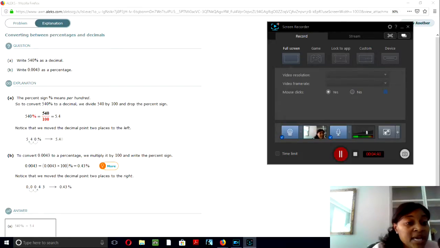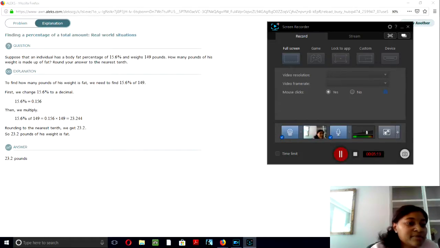And then for B, we want to convert a decimal to a percentage, and for this one, make sure that you click the AC button multiple times, because sometimes if you don't, it still has the other problem left over in the system. So just type in 0.0043, and then you would multiply times 100, and that should give you 0.43. And so you just type in 0.43%, and that's going to be your answer for this problem. Okay, let's move on to the next problem.